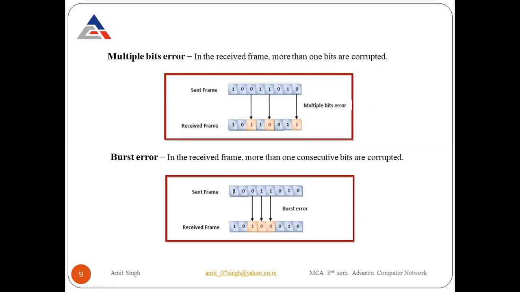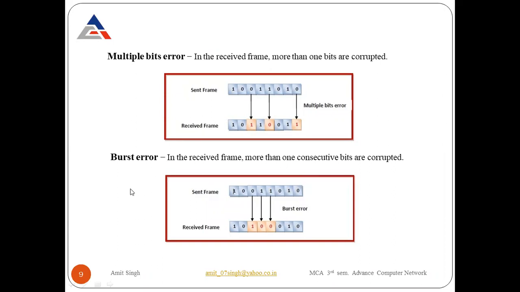Next, multi-bit errors. In the received frame, more than one bit is corrupted. Whenever more than one bit is corrupted in the frame, this is called a multi-bit error. As shown in the figure, 3 bits at different locations change their value. The first bit is at the third location, where 0 changes to 1. Then at the 5th location, 1 changes to 0. Then at the 8th location, 0 changes to 1.